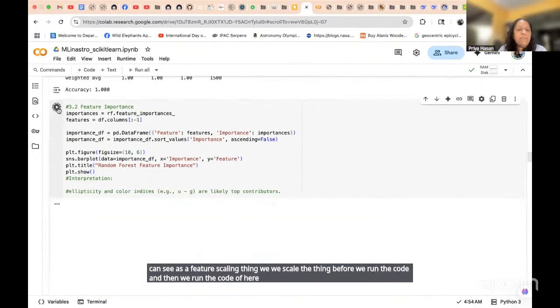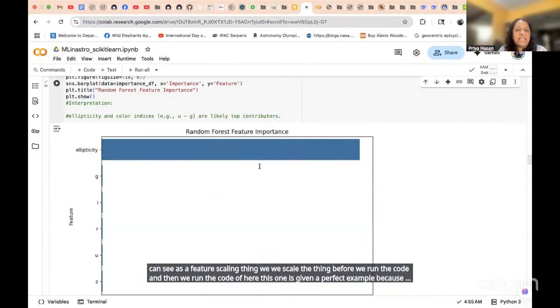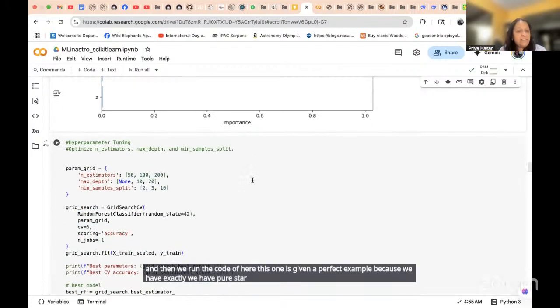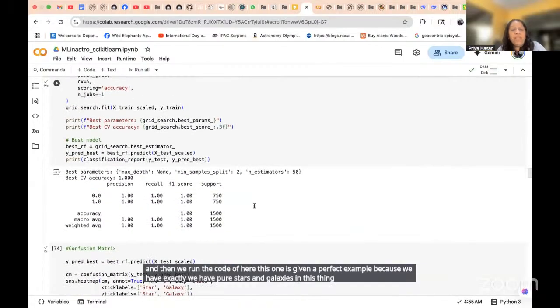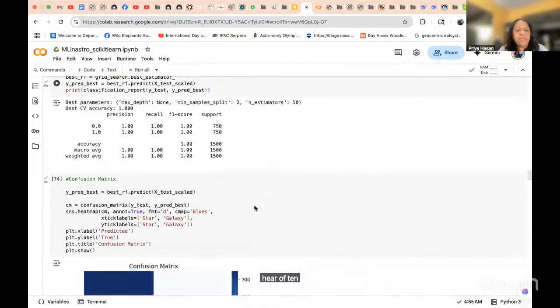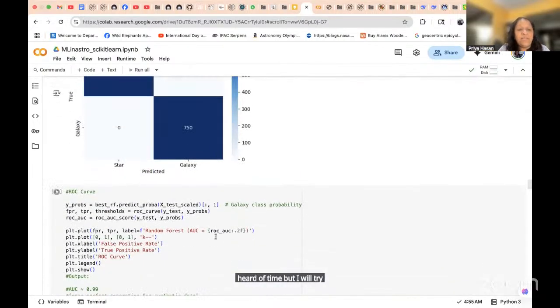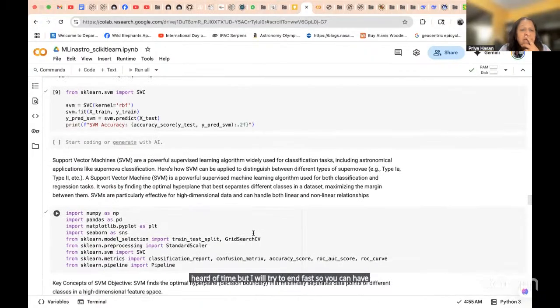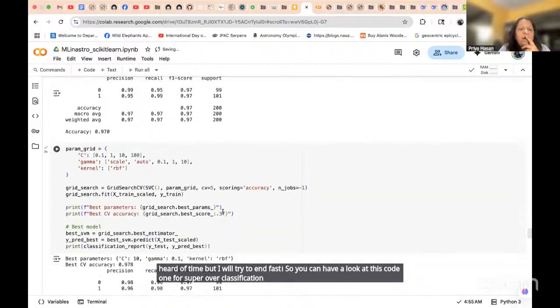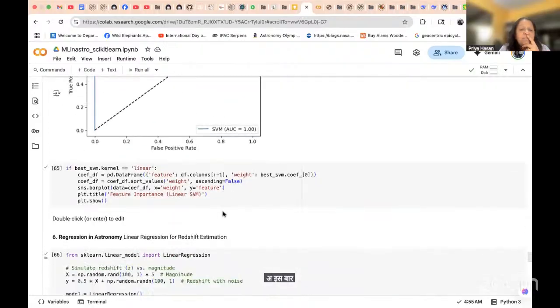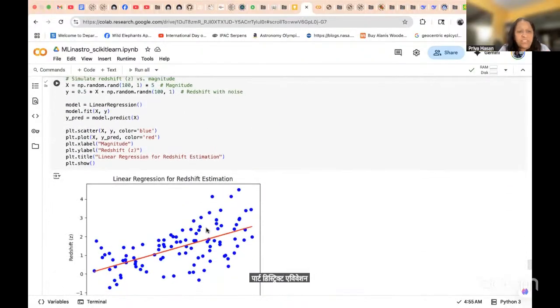This one is a perfect example because we have pure stars and galaxies in this data. I'm sorry I'm running out of time, but I will try to end fast. So you can have a look at this code and try it. There's another one for supernova classification. As part of this, I've even put one for regression in astronomy.